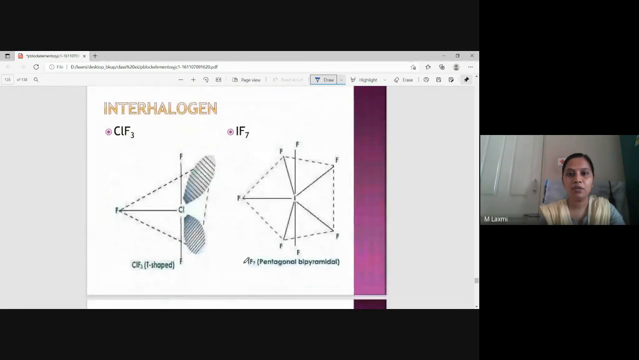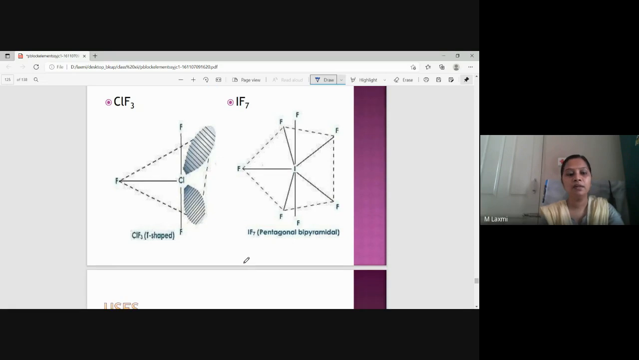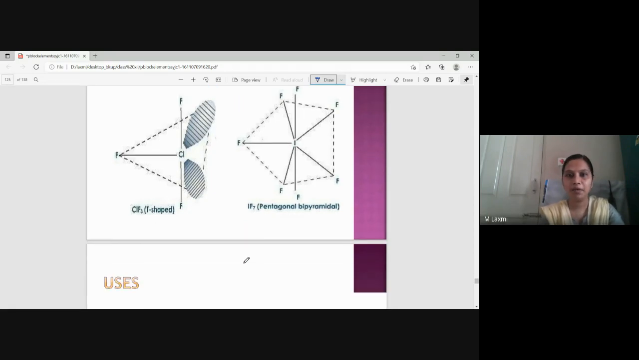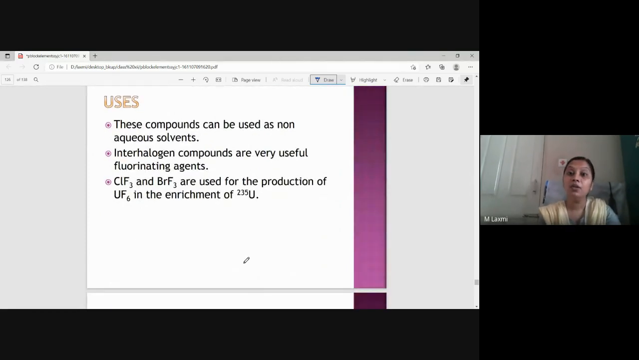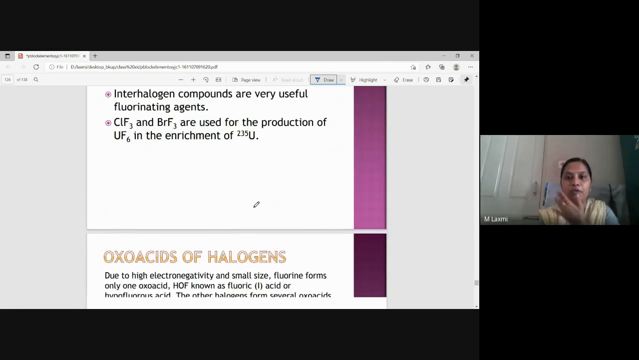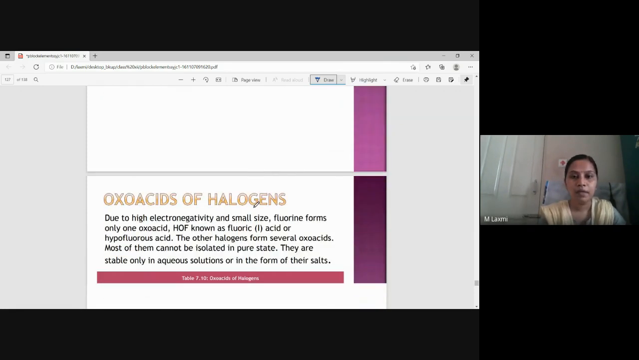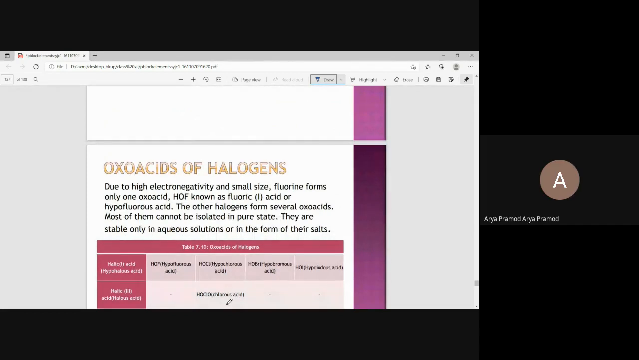These are examples of interhalogen compounds: chlorine tetrafluoride, iodine heptafluoride. Then what are the uses of these interhalogen compounds? They are used as non-aqueous solvents. They are excellent fluorinating agents. ClF3 and BrF3 are used to produce uranium hexafluoride, which is used in the enrichment of uranium-235, which is used in nuclear reactors for fission and fusion reactions. Is it clear, children? Yes, ma'am.